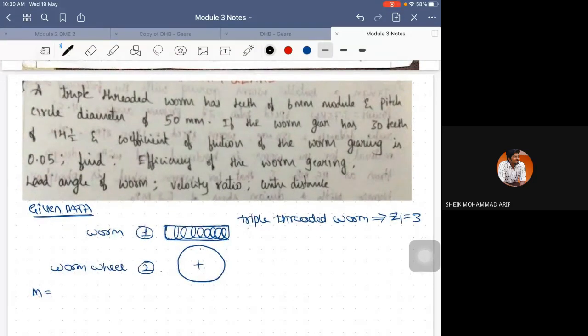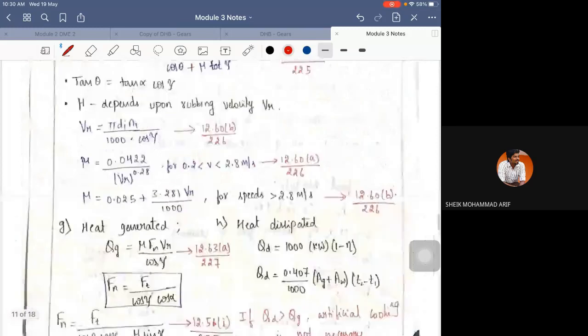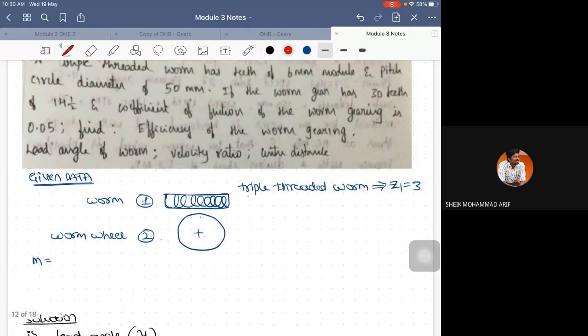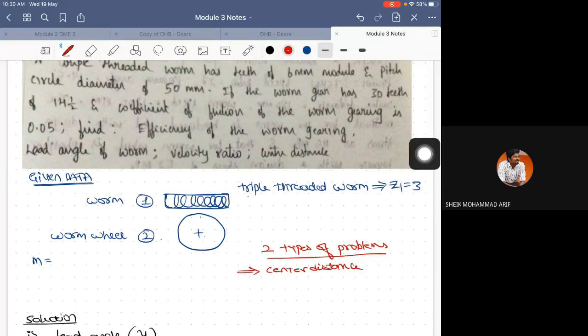So there are two categories of problems in a worm wheel. Listen to this carefully. One category is where the center distance is given. So before I start, I have to write this. There are two categories, two types of problems I can say. You write it in your notes. The first type is where center distance is given. If center distance is given, you have to follow a certain procedure. So that is A is given.